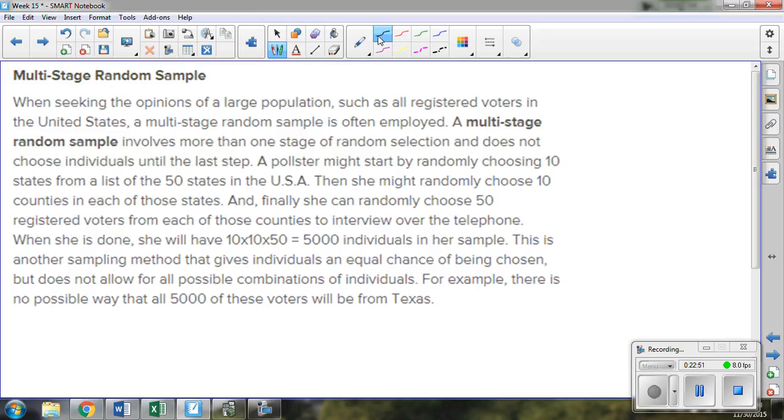Well, the first thing you can do is randomly pick a state. Or maybe you randomly pick 5 states that you're going to look at. Maybe you don't have enough resources to look at all 50 states, so you'll randomly select names out of a hat, 5 states. Well, suppose California, North Dakota, Alaska, Nebraska, and West Virginia get picked.